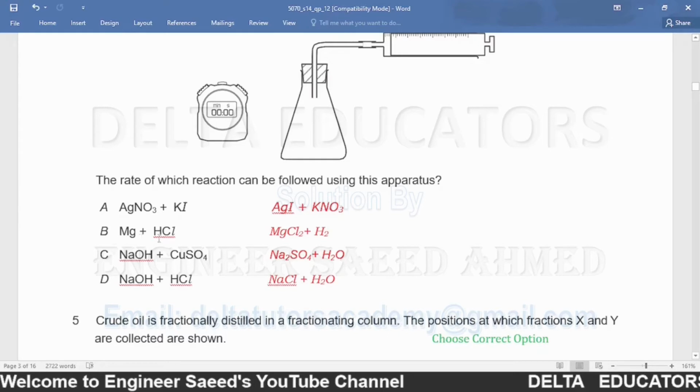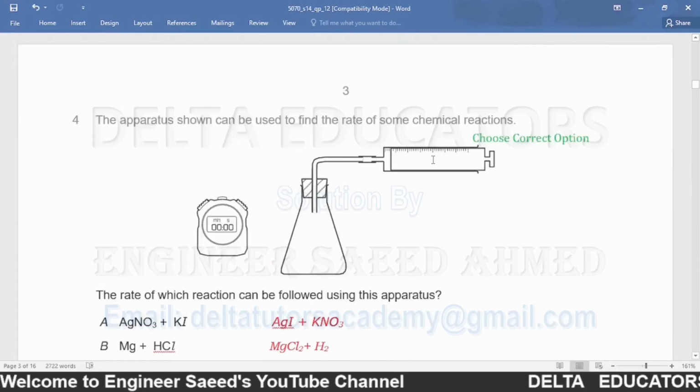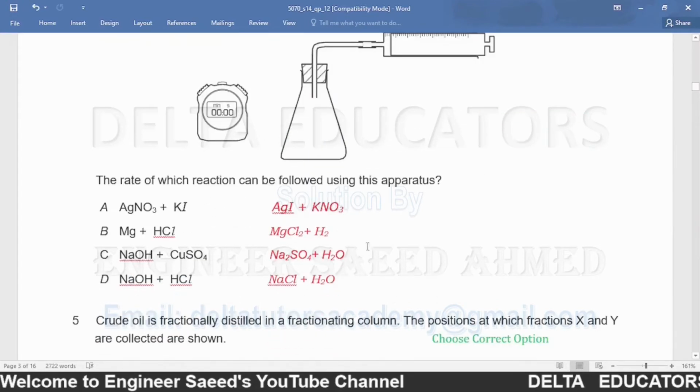In option B, magnesium and HCl. When we react magnesium and HCl, we get magnesium chloride and hydrogen, which is a gas. So this option B is our possible option, because here it is given that we are collecting the product in a gas syringe. Collecting a product in a gas syringe means one of the products is a gas, and in option B we got a gas, that is hydrogen, so option B is our possible option.